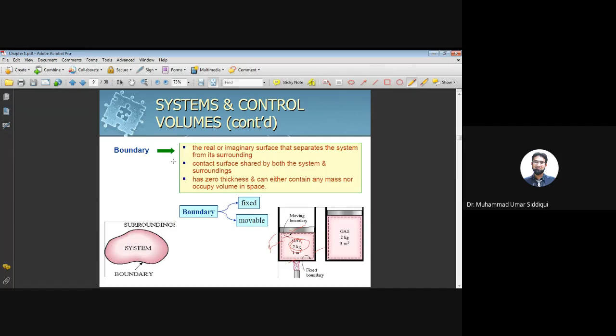Now, these are the three characteristics of the boundary. I want you to memorize them, okay? The ones written in the box. So you should know what the characteristics of a thermodynamic boundary are. Okay. Does anybody have any questions so far? No, sir.